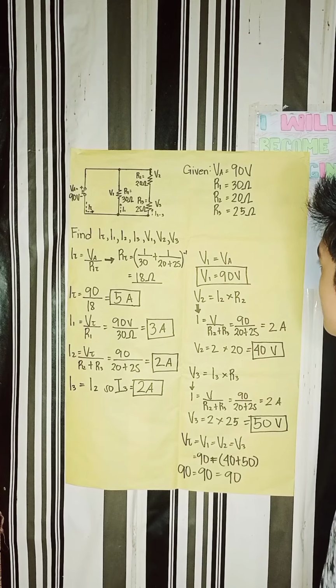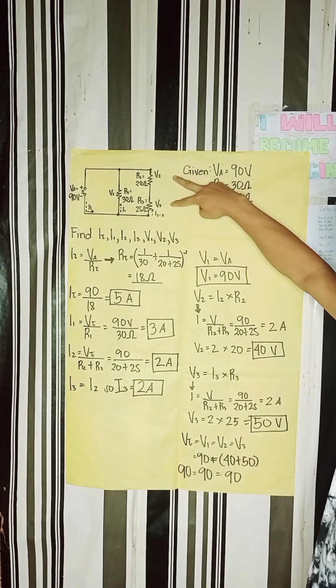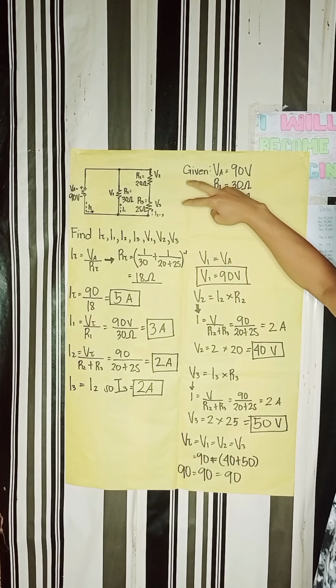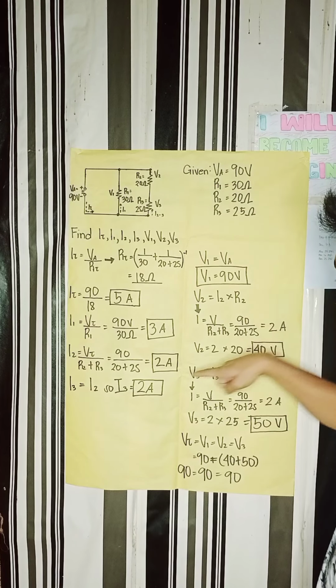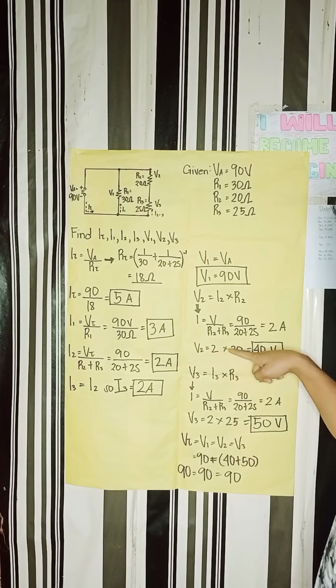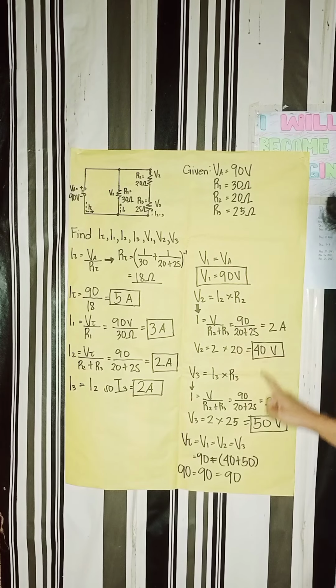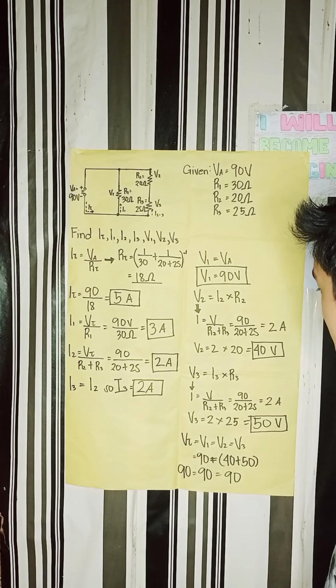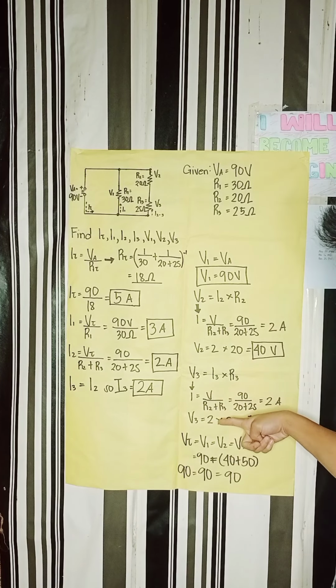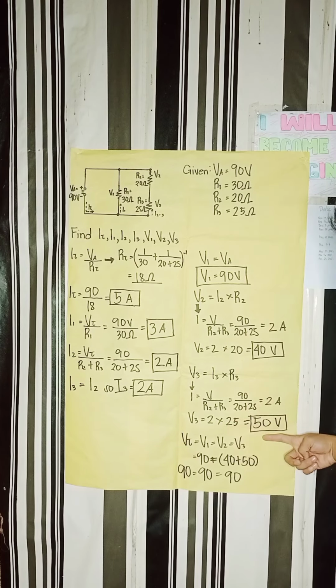Next is V2. V2 and V3 are on a series circuit, so we need to find first their current. Their current is equal to 2 ampere. So V2 is equal to 2 times R2, which is equal to 20 ohms. So 2 times 20 is equal to 40 volts. Next is V3. Their current is equal to 2 times R3, which is equal to 25 ohms. So 2 times 25 is equal to 50 volts.